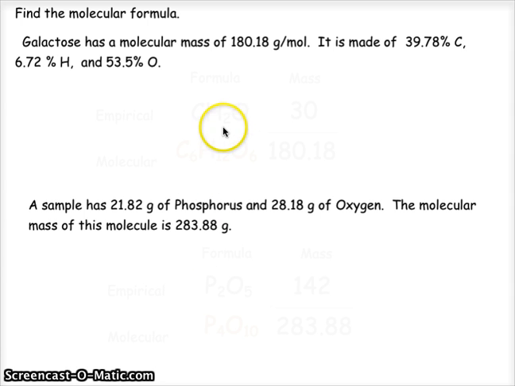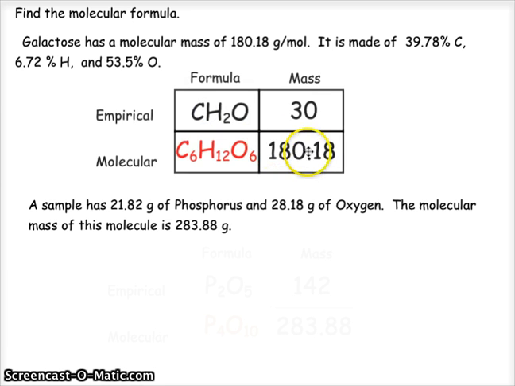Okay, so for the first problem, what we end up with is an empirical formula of CH2O, and the mass of that empirical is 30. 30 goes into 180.18, which is the molecular mass given to us in the question, 6 times. So when we multiply C 1 times 6, we get C6. H2, 2 times 6 is 12, H12, and oxygen 1 times 6 is 6. So we end up with C6H12O6, which of course we know is the formula for glucose, fructose, galactose, and so on.